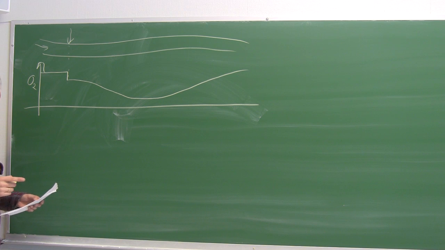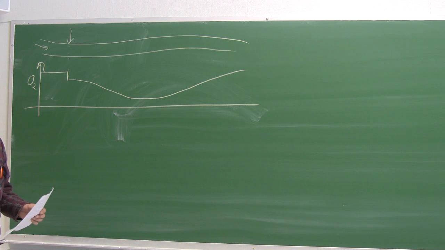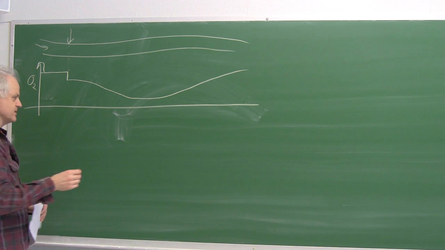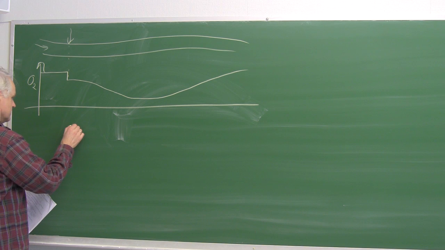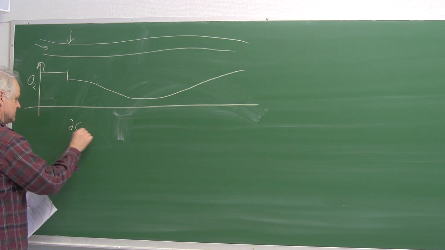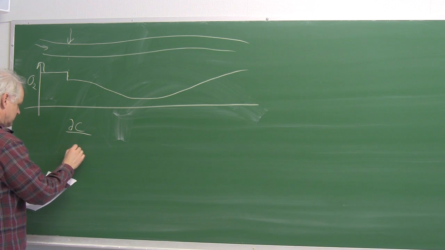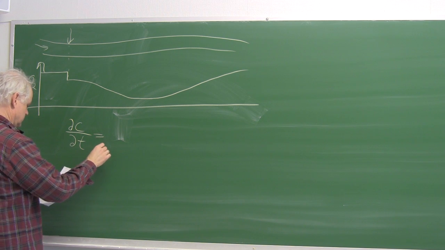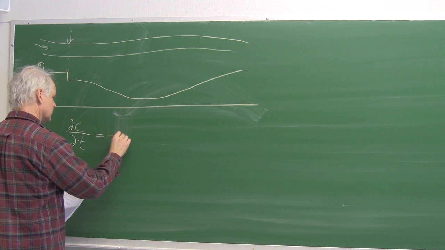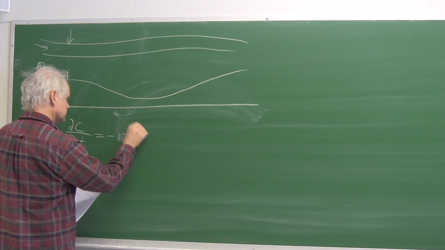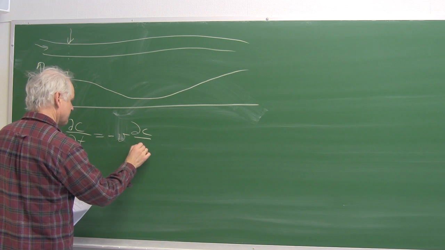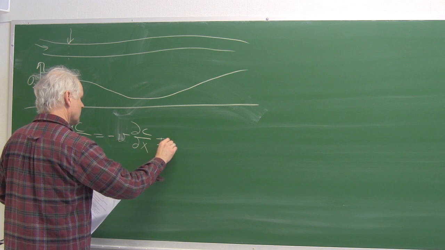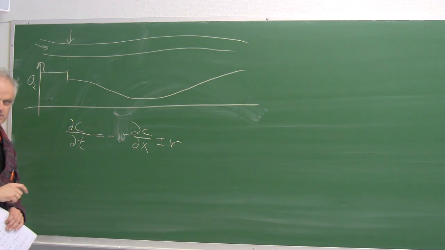So that's our task right now. Since we assume it's plug flow, we use the standard or general equation for a plug flow situation: dC/dt equals the velocity times dC/dx, plus or minus some reactions.